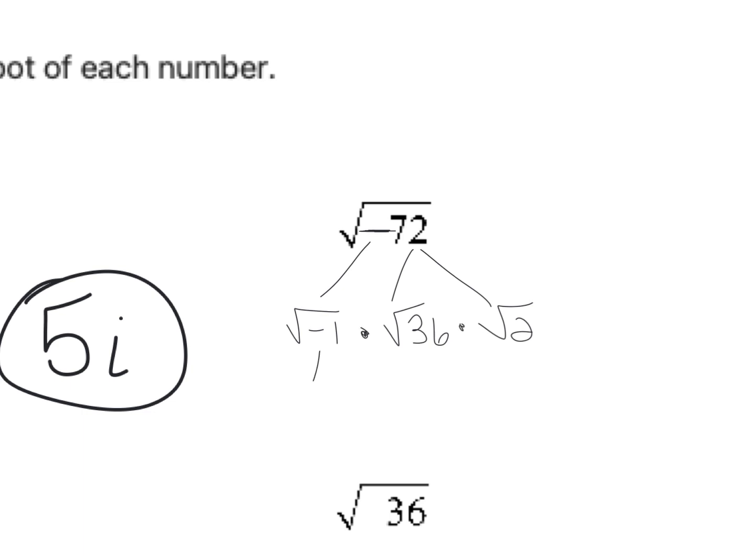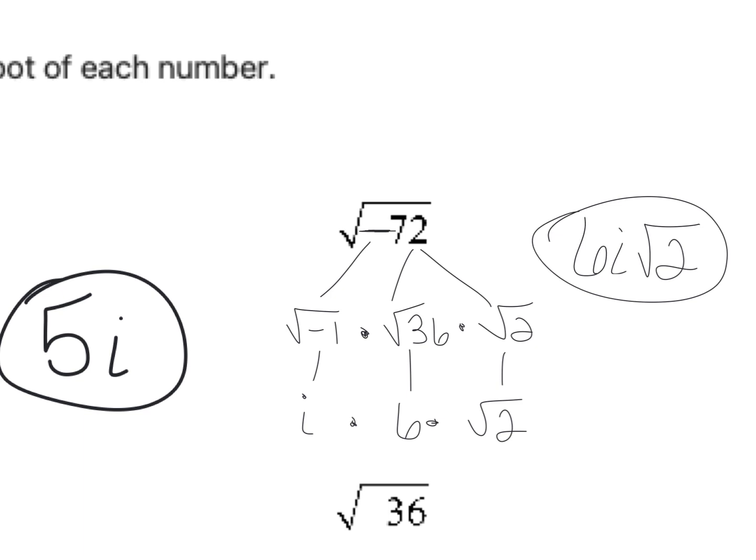So if you think about those things, they're all being multiplied together. I know that the square root of negative 1 is i. I know that the square root of 36 is 6. And I know, well, the square root of 2 is just the square root of 2. And we are multiplying those all together. So when we write it, we are going to put 6i times the square root of 2. That's the order that we're going to put them in. We're going to put a number coefficient, and then we will put i, and then we'll put our radical.